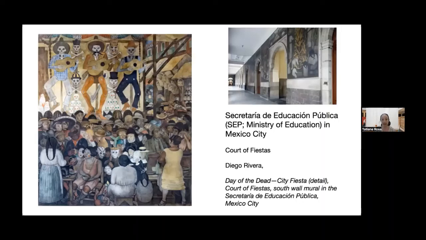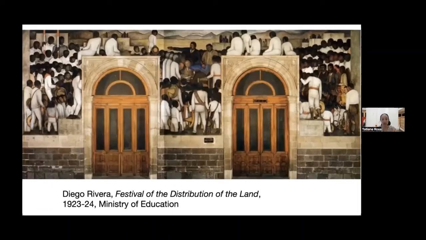And at the Courtyard of Fiestas, as I mentioned, he was drawing inspiration from pre-colonial art. So he was going to the indigenous cities and looking at the murals there as well. And here's an image of the same building, the Ministry of Education, just so you see how the mural is completely becoming part of the architecture, right? And how Rivera was organizing the figures to be part of the door frames and to create this unity with the architecture. And in a way, that's why the murals become so monumental, because the architecture was also monumental for these commissions.